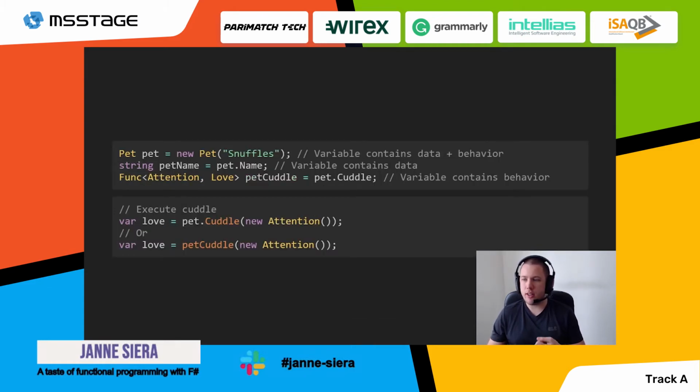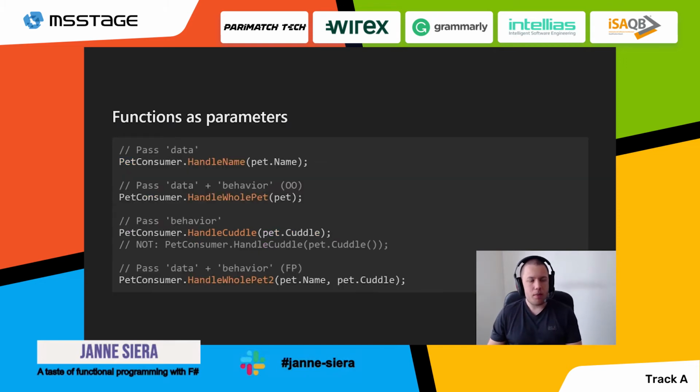So we can execute cuddle two ways now. We could call it directly on pet, so we say pet.cuddle, we give it some attention, get back some love, or we can use that variable to call the same thing. We call some behavior. Now, if functions are just values, that means you can pass them around. So if we have some pet consumer, we can pass it some data, a pet's name, or data and behavior in one object, the whole pet, or again, we can just pass the function. Notice we're not using those brackets here. We're not calling the function. If we did that, we would execute it and then take whatever return value and pass it into this handle cuddle consumer. If you want to pass both data and behavior, kind of functional programming style, you could, for example, just pass them as separate parameters here. So we pass the name and the method or the function.